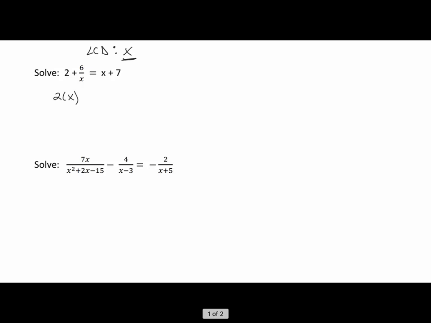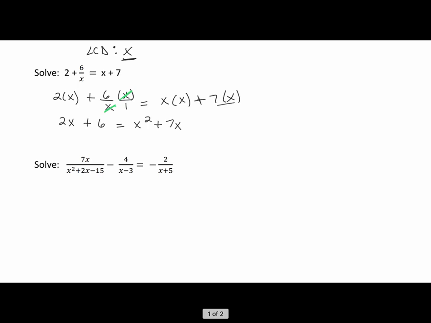So, we'll multiply the 2. We'll multiply 6 over x, and on the other side, we'll multiply the x and the 7. We'll multiply every term by this LCD. So what's going to happen, for the first term, that's 2x. For the second term, that's going to divide and cancel out the denominator. That's why we did this. So that leaves just 6. On the other side, x times x is x squared, and 7 times x is 7x.